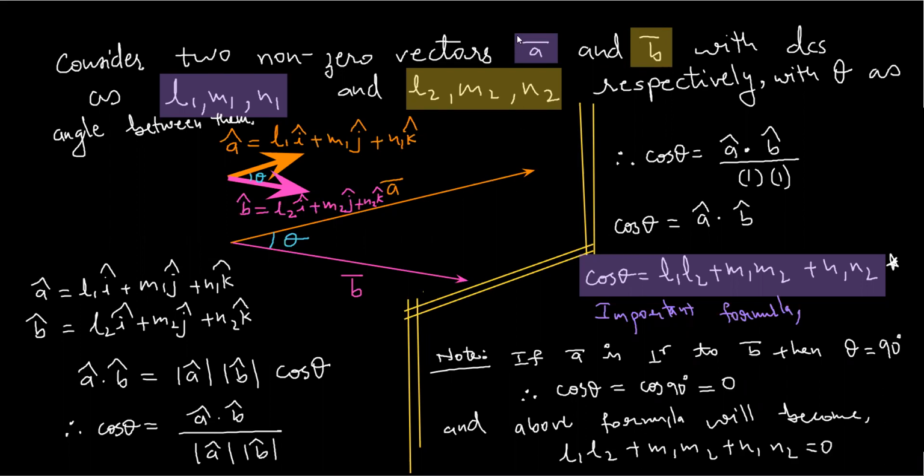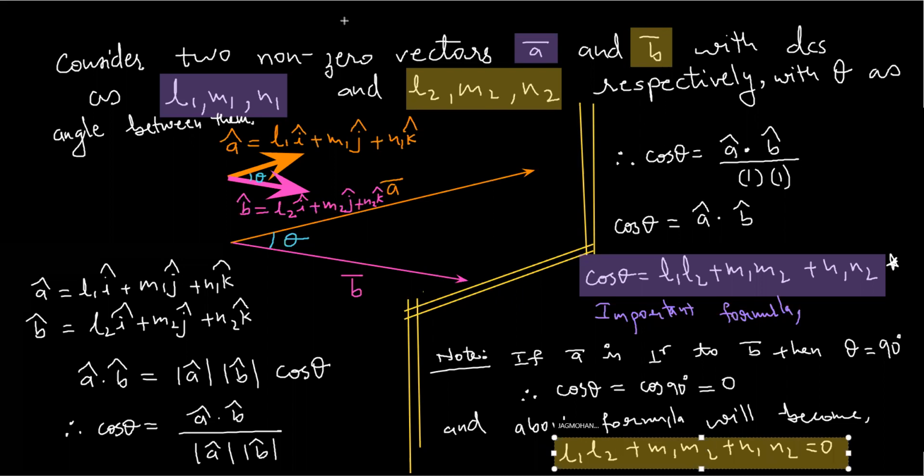When does this happen? This happens if the two vectors are perpendicular to each other. Two vectors or two lines, when they are perpendicular to each other, then you will get L1 L2 plus M1 M2 plus N1 N2 equals 0. Okay, you can all copy this. So having done this, we will take our discussion ahead.